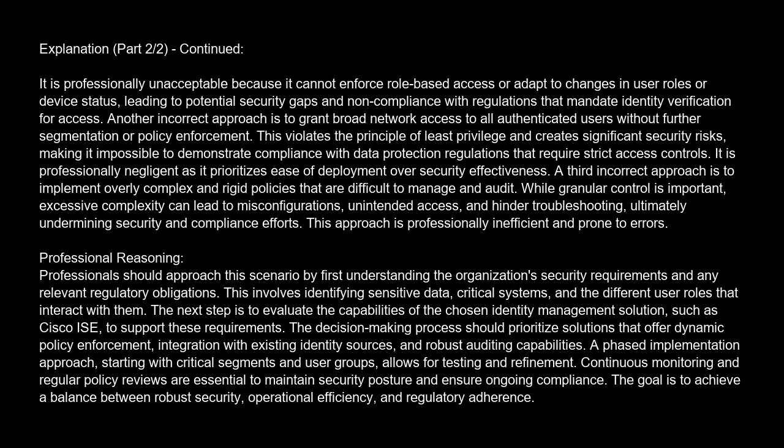requirements. The decision-making process should prioritize solutions that offer dynamic policy enforcement, integration with existing identity sources, and robust auditing capabilities. A phased implementation approach, starting with critical segments and user groups, allows for testing and refinement. Continuous monitoring and regular policy reviews are essential to maintain security posture and ensure ongoing compliance. The goal is to achieve a balance between robust security, operational efficiency, and regulatory adherence.